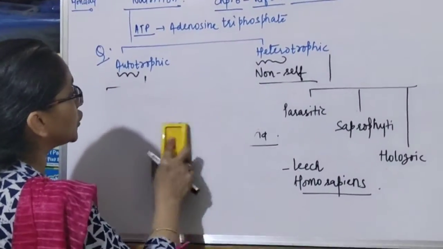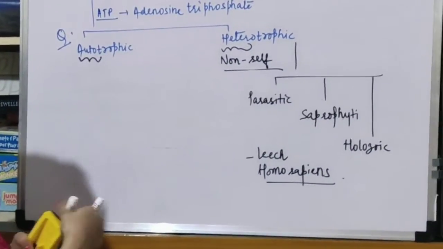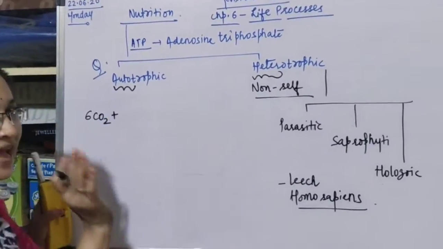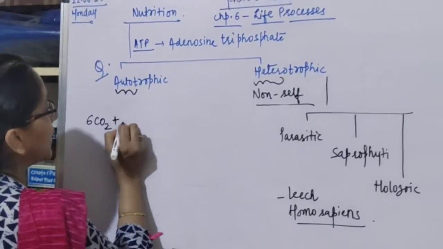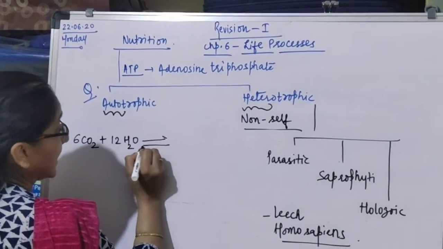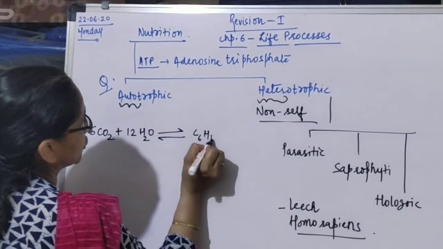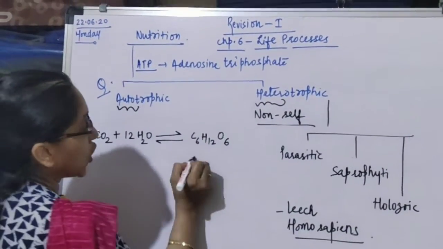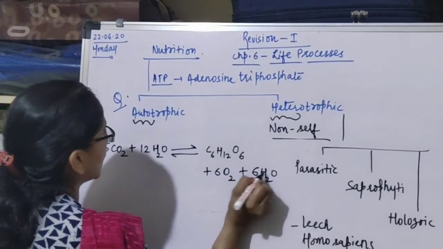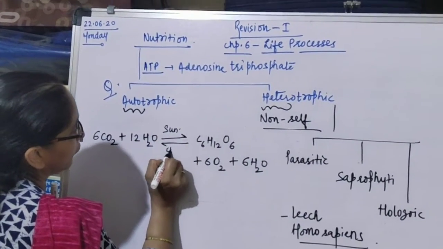Now, we need to also know the balanced chemical reaction for photosynthesis. When we talk about the balanced chemical reaction for photosynthesis, it is 6CO2. That means the plants will utilize carbon dioxide from the atmosphere in presence of 12H2O. They utilize the water from the soil, and they will produce C6H12O6, that is glucose, plus 6 molecules of oxygen plus 6 water molecules, obviously in presence of sunlight and chlorophyll.